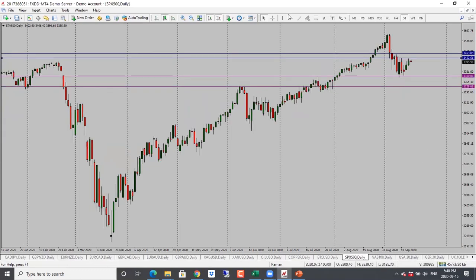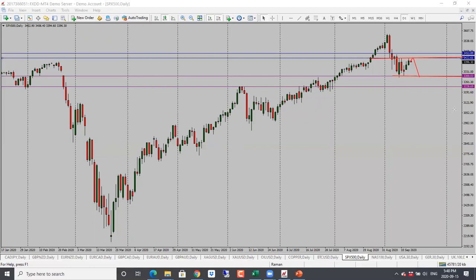Stock market here, this is our S&P 500. It is into this resistance level here. So it hasn't been able to break the resistance. This is where it's been struggling for the last several days. So if it holds below 3420, we're looking for a move back towards the bottom of the range.